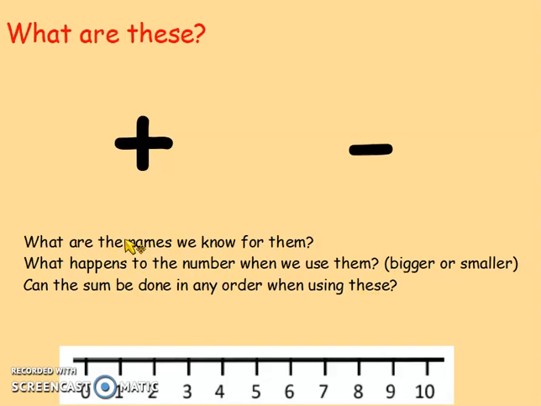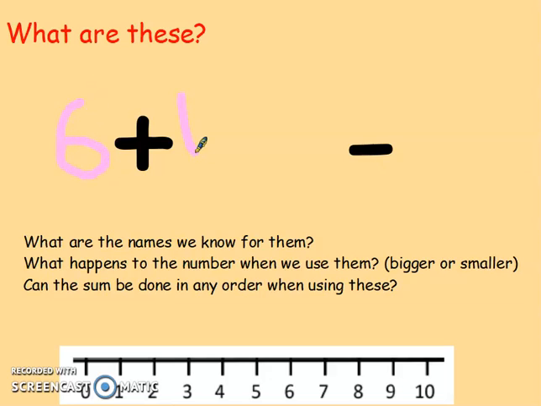Fantastic. And when we use this symbol, do the numbers get bigger or smaller? That's right, bigger. The numbers get bigger. And when we subtract, the numbers get smaller. Point to the symbol that has commutativity. Point to the symbol that, the sum can be done in any order. That's right. When we add, we can add the numbers in any order.